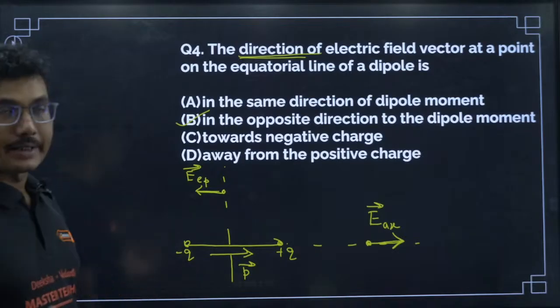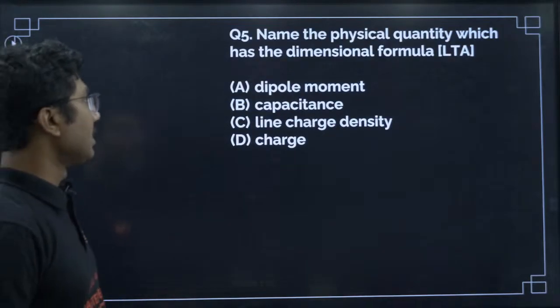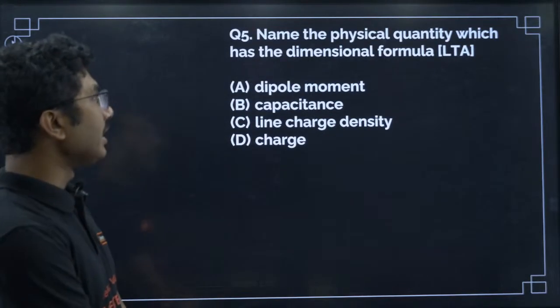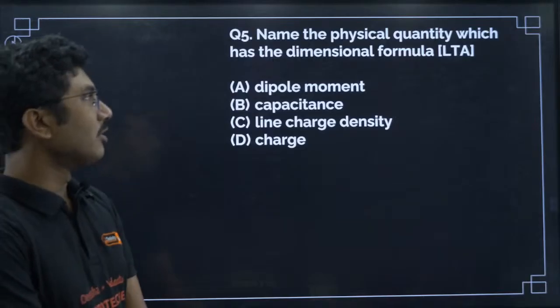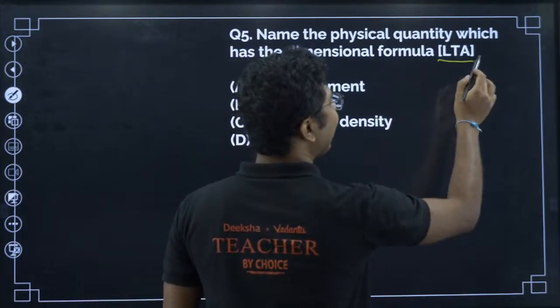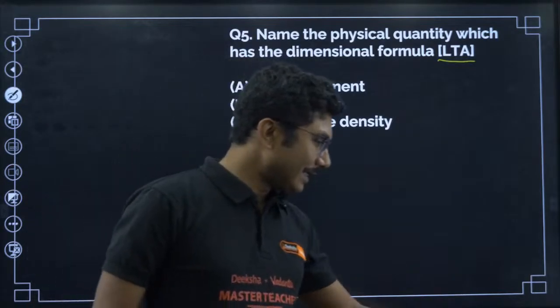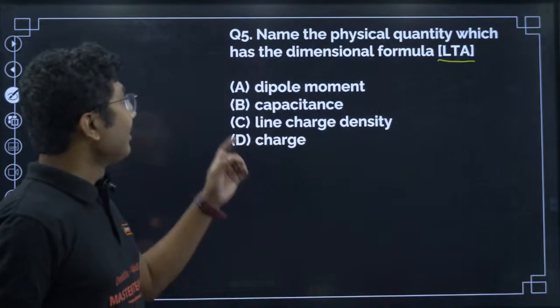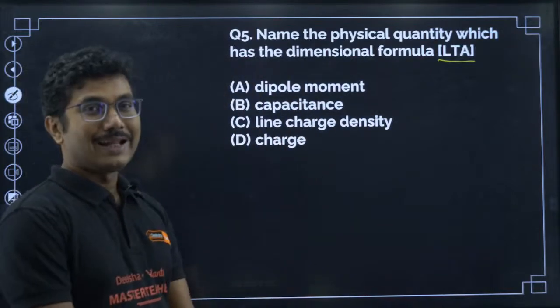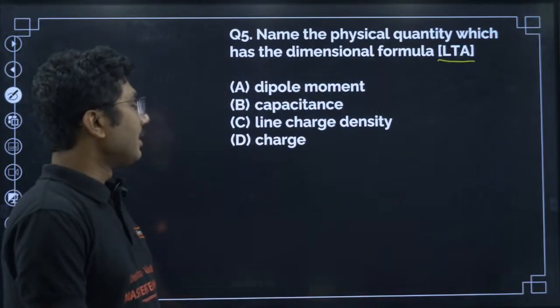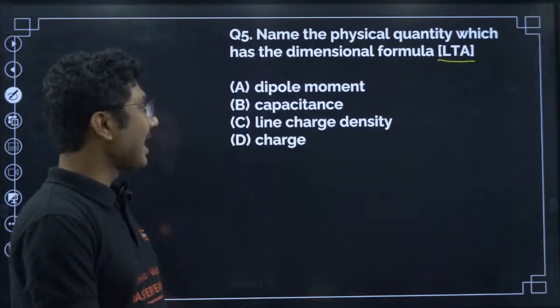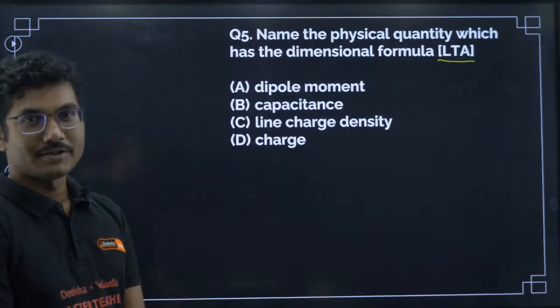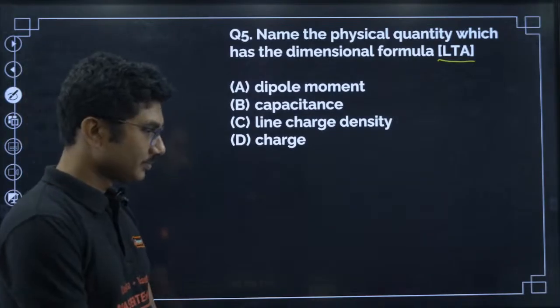Option B is correct. Now next question: name the physical quantity which has the dimensional formula LTA. What is the dimensional formula of LTA? Dipole moment, capacitance, line charge density, charge. Tell me the answer.